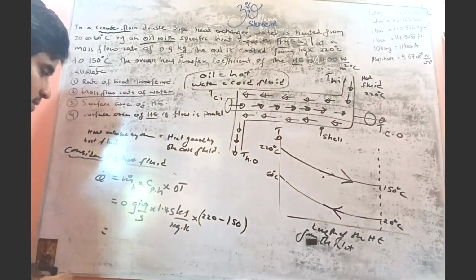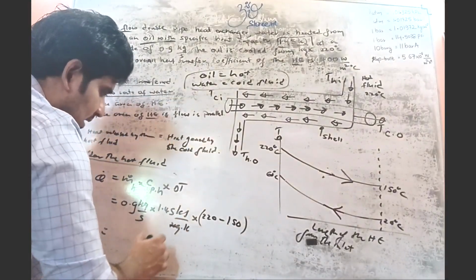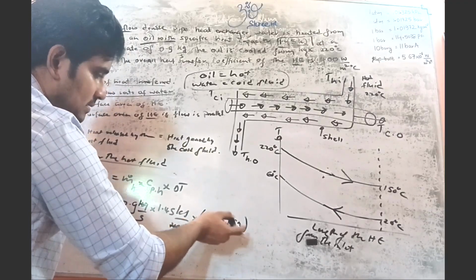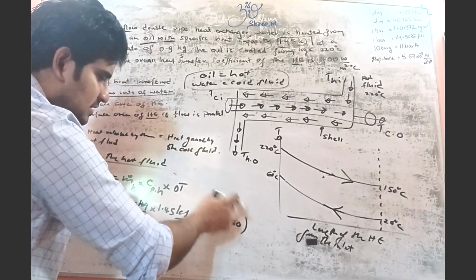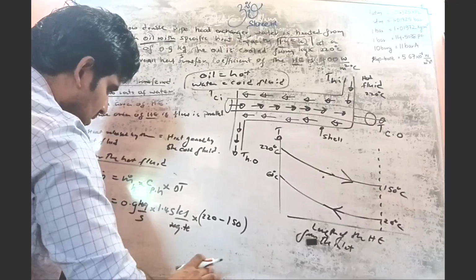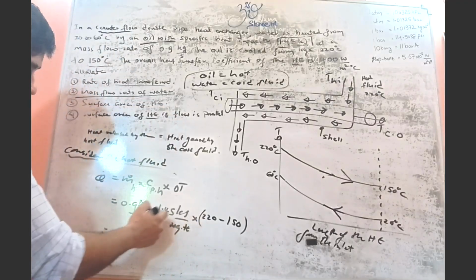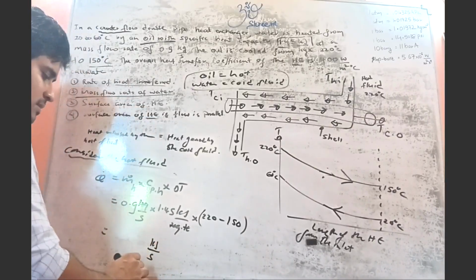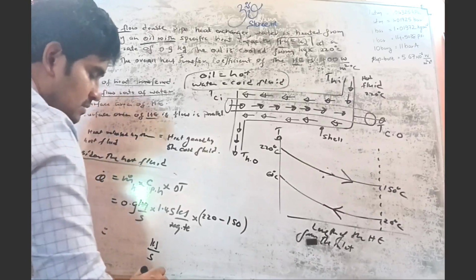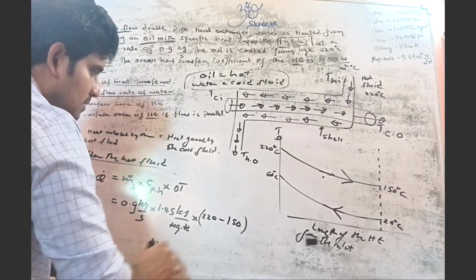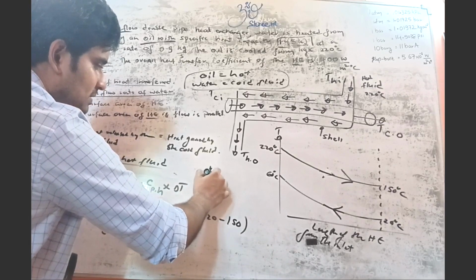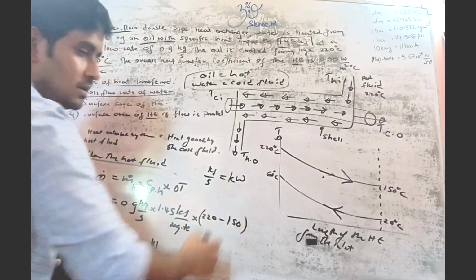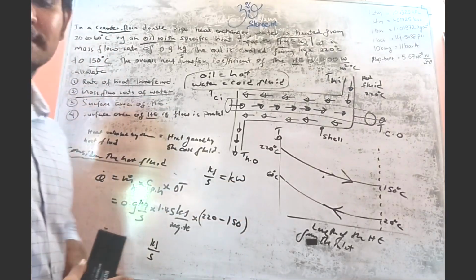Now carefully observe, kilogram to kilogram you can cancel. Kelvin to degree Celsius, the temperature difference in degree Celsius, that also we can cancel. So we have kilojoules and we have seconds. So kilojoules per second, that is similar to a value in kilowatts. Is that clear?